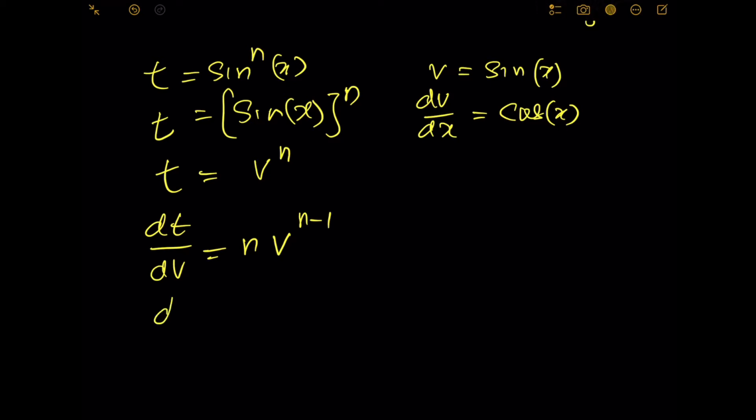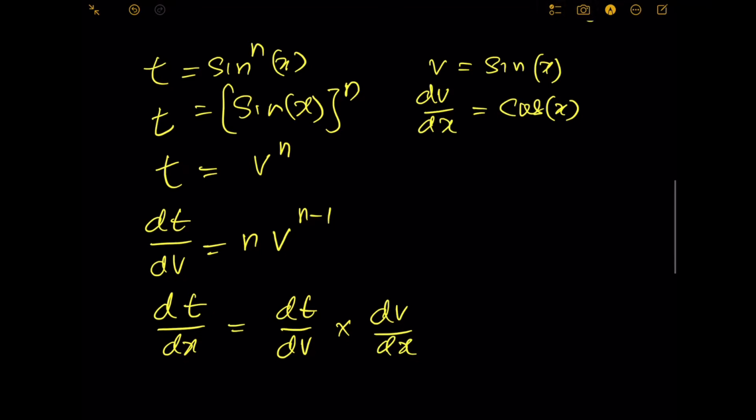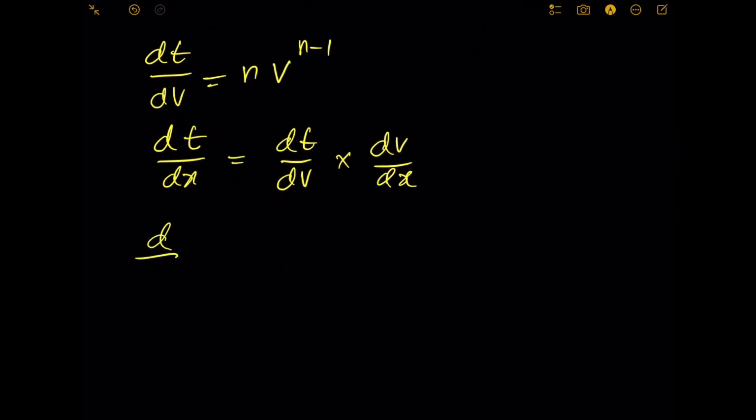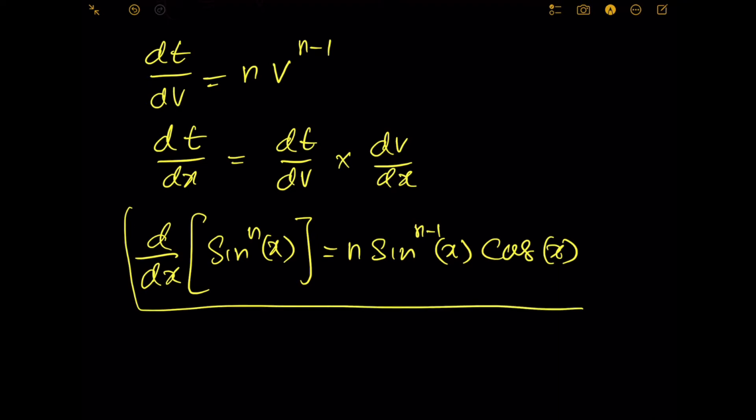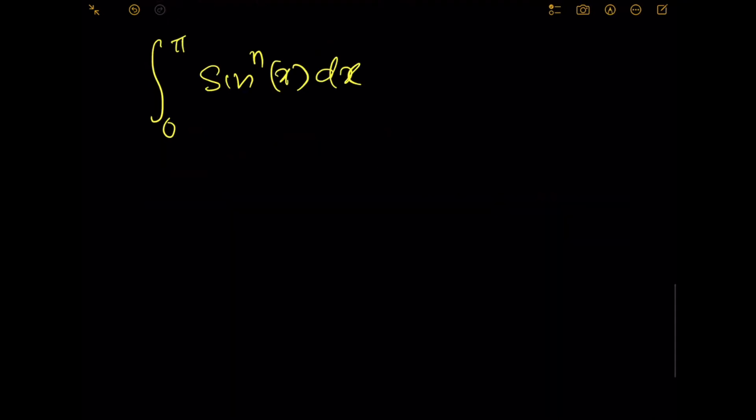According to the chain rule, we get the dt over dx by multiplying dt over dv with the dv over dx. The differentiation of sine power n x is actually n multiply sine n minus 1 x multiplies cos x. We need this equation for further derivation later. So now let's go to the real business of the question.